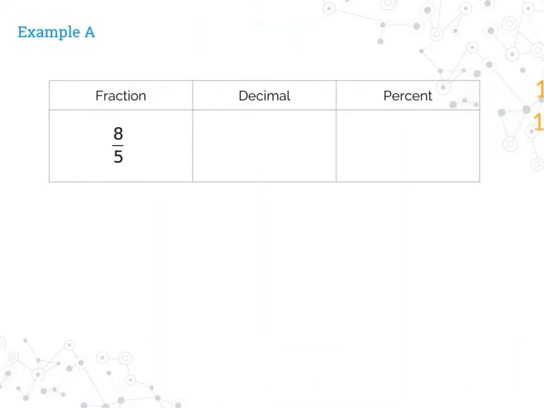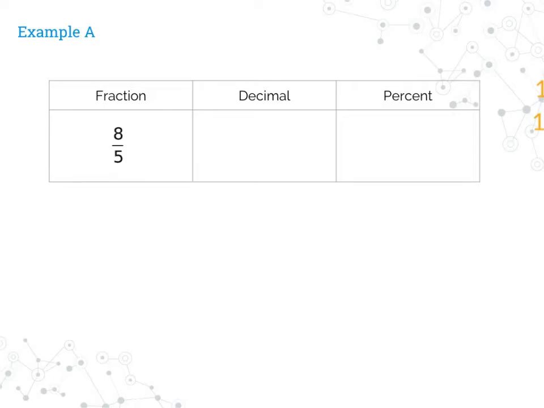Here we are at example A, and example A gives us the fraction 8/5. So we have an improper fraction that we're going to be moving to a decimal and to a percent. So now I've got 8/5, so I know to go to the decimal, unfortunately, the only way to do that is through long division. So let's just get it over with because I know that we're not going to like it, but we're going to have to do it.